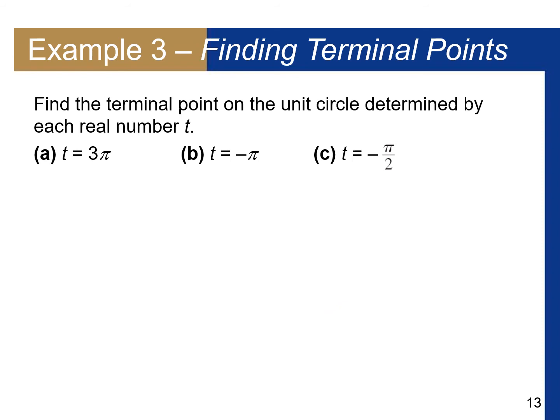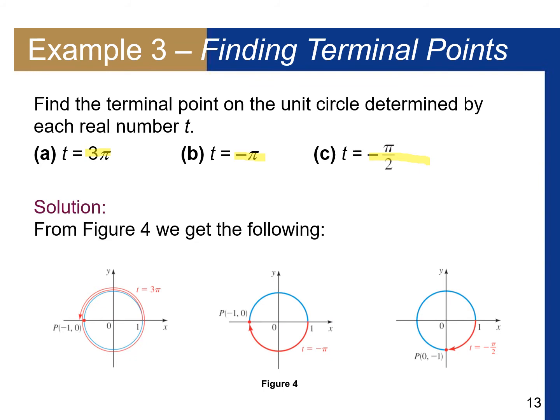So now we want to find the terminal point on the unit circle determined by the real number t. Here we have 3 pi, we have -pi, and we have -pi over 2. So let's take a look. 3 pi means I will go all the way around the circle once. That will be 2 pi, and then I'm going to go 180 degrees more, and that would end up here giving me -1, 0.